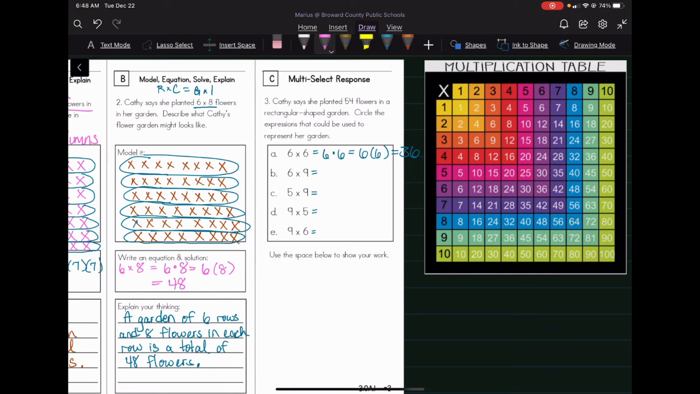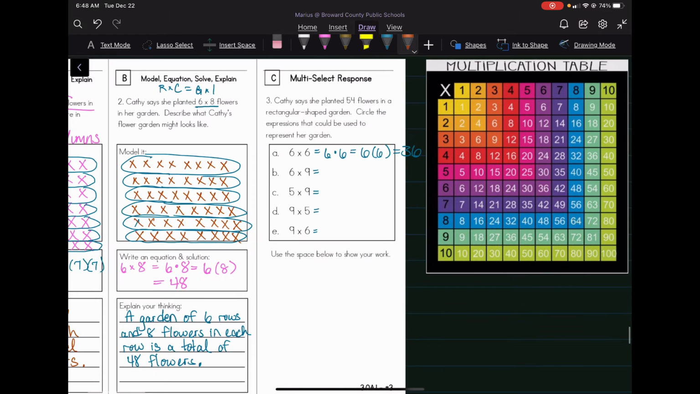Okay? Our next one, we have 6 times 9, so we can write it as 6 times 9. Or we can say 6 in parentheses, 9 in parentheses. And if we want to figure out what that equals, 6, here's 6 by 9. And where do they intersect? They intersect right here at 54. So 6 times 9 is 54.